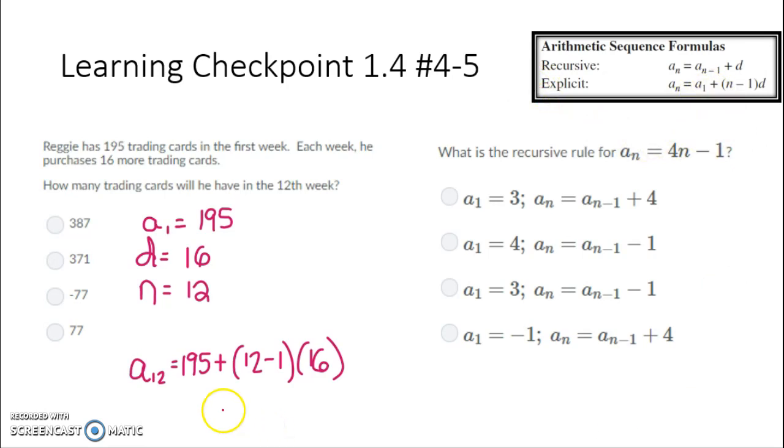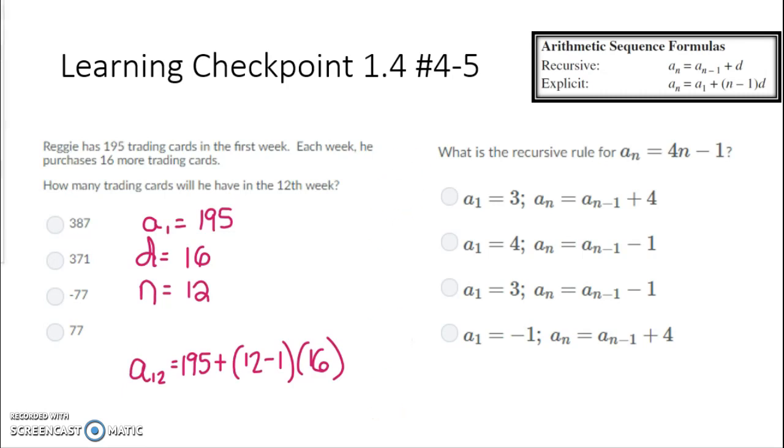So you need to use your order of operations here to simplify this all the way through, and you will get one of these answer choices when you do that correctly. And the last one, number 5, says, what is the recursive rule for a sub n equals 4 times n minus 1? What we need to do is figure out how to transform our explicit rule into our recursive rule. And there are a couple of ways that you can accomplish this.